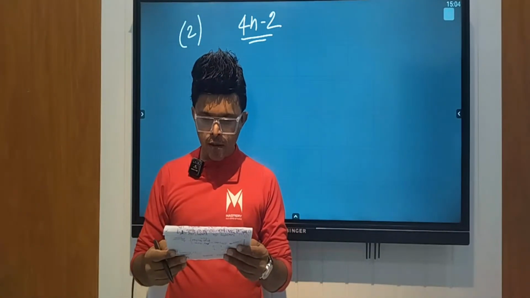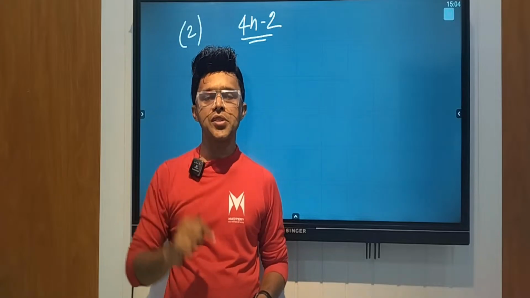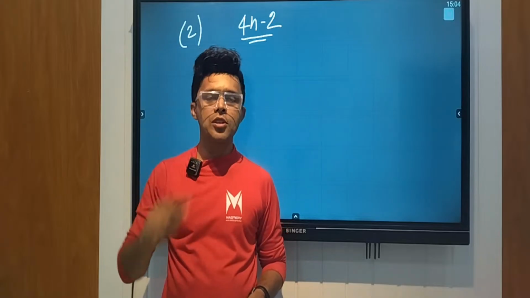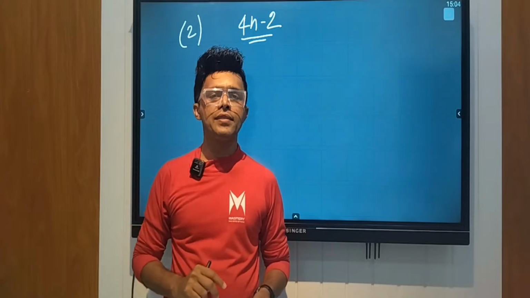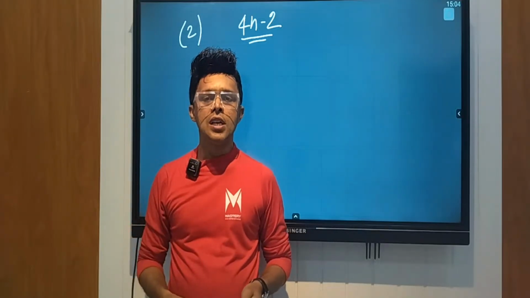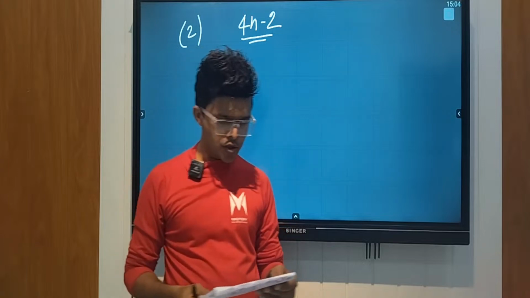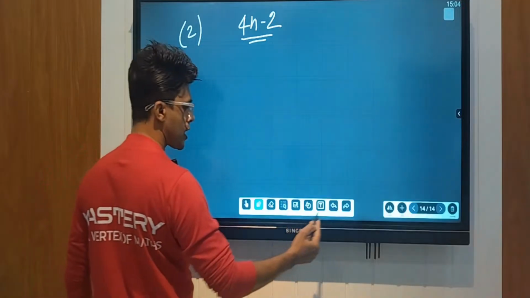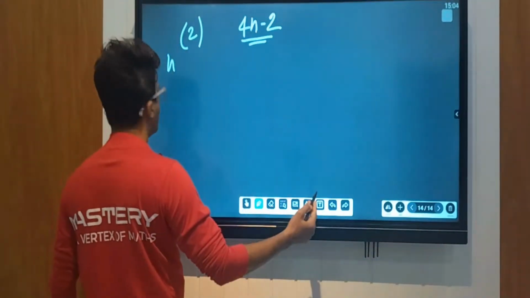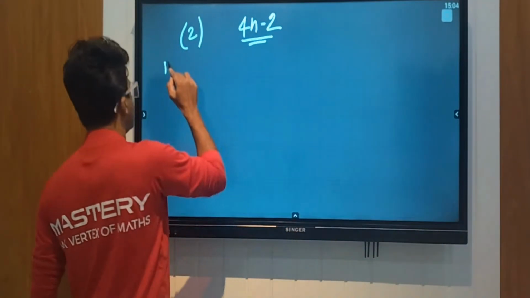Find the first three terms of the number pattern. That's the first question: first three terms. We are able to calculate the first three terms. The given general term is 4n minus 2. Let's calculate the first three terms. We can substitute n equals 1, 2, and 3.